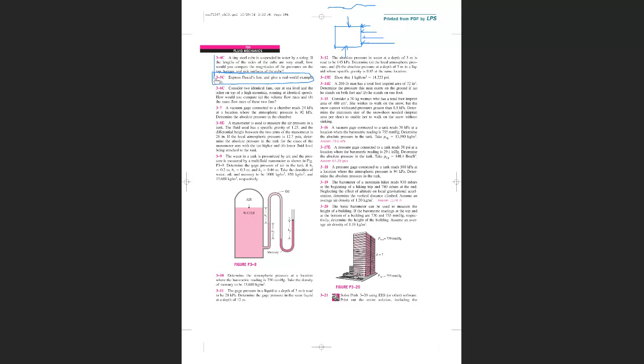Okay. Question number 6. Consider two identical fans, one at sea level and the other on top of a high mountain, running at identical speed. How would you compare the volume flow rate and the mass flow rate? What is the volume flow rate, guys? V dot is equal to what? The velocity times what, guys? The cross-sectional area. And the mass flow rate m dot is equal to what, guys? The density times V dot. He is basically asking you to examine these very fundamental relations.